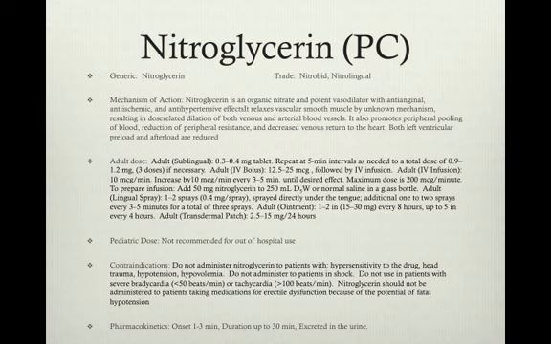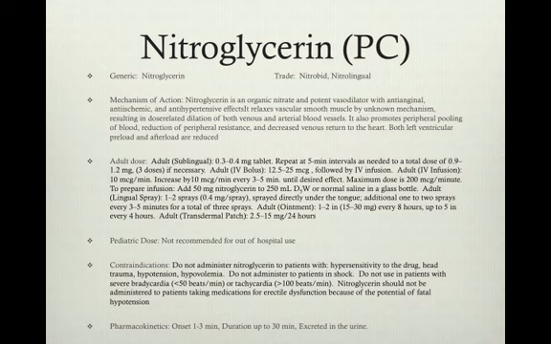Adult sublingual dose is 0.3 to 0.4 milligram tablets. Repeat every 5 minutes as needed to a total dose of 0.9 to 1.2, 3 doses as necessary. Adult IV bolus, 12.5 to 25 micrograms, followed by an IV infusion. The infusion, we start off at 10 mics per minute and increase by 10 mics per minute every 3 to 5 minutes until a desired effect.